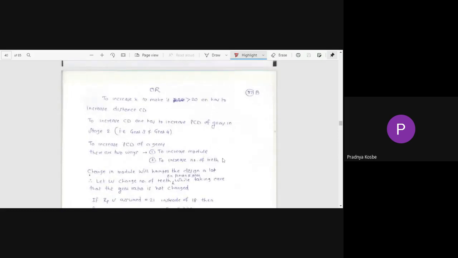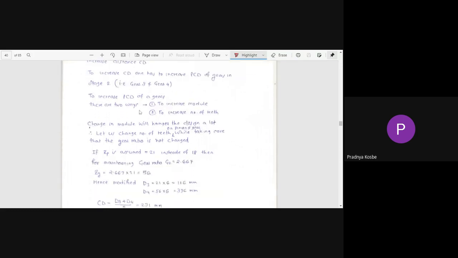To increase the pitch circle diameter of stage 2 gears, one way we have already seen, that is to increase the module, and second is to increase the number of teeth, because a change in module will hamper the design a lot. So let us change the number of teeth while taking care that the gear ratio should not change. So let us assume ZP is equal to 21 instead of 18.